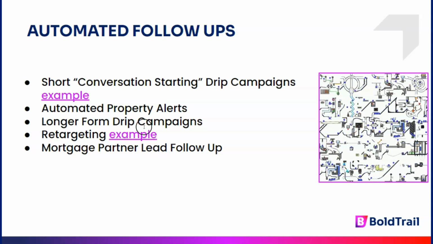So you've got a few different sections of automated follow-ups here. Definitely make sure you have the first 2 implemented, that short conversation starting drip campaign and those automated property alerts. By the way, those conversation starters should be loaded into your Bold Trail or KV Core system if you're watching this video, and you have access there, and you can just tweak those slightly and be good to go and ready to run them.